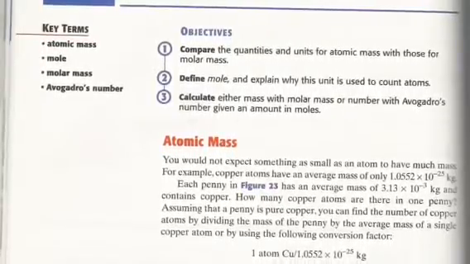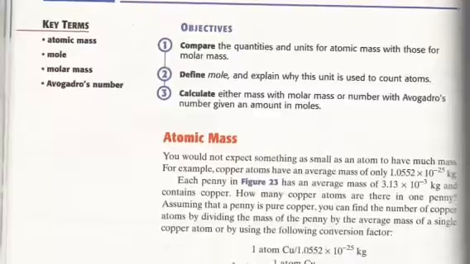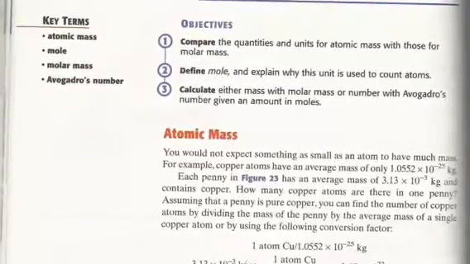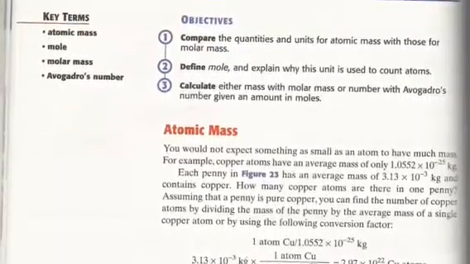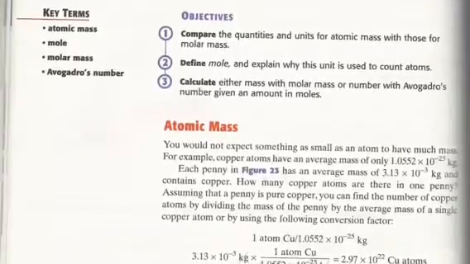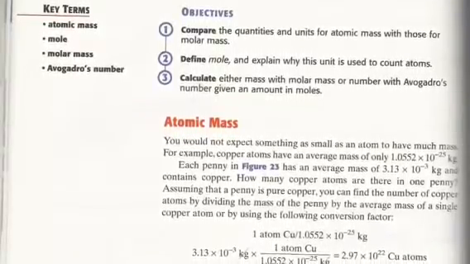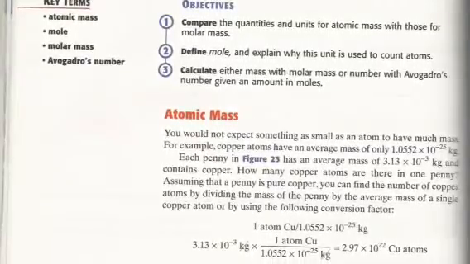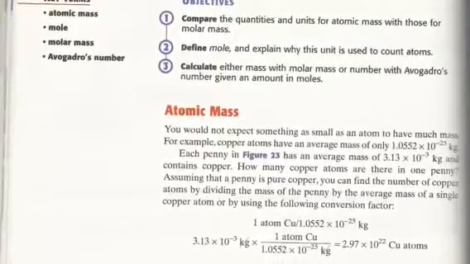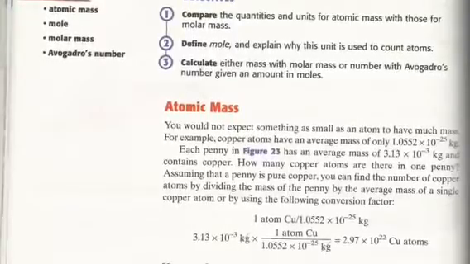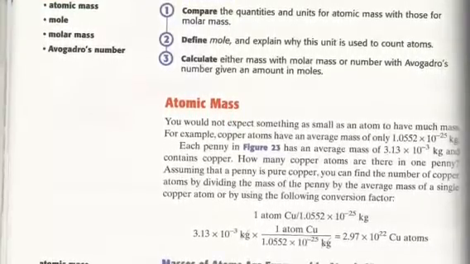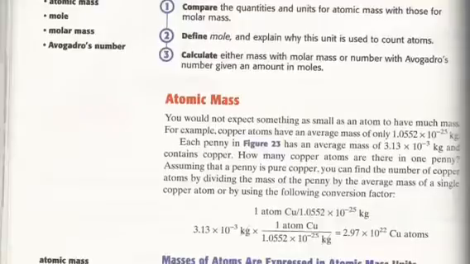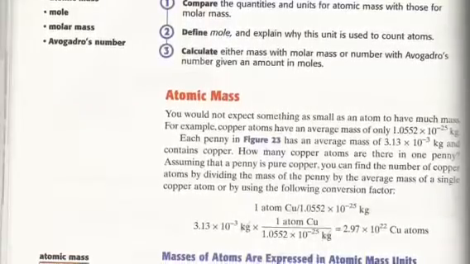Atomic mass. You would not expect something as small as an atom to have much mass. For example, copper atoms have an average mass of only 1.0552 times 10 to the negative 25th kilograms. Each penny in figure 23 has an average mass of 3.13 times 10 to the negative 3rd kilograms and contains copper. How many copper atoms are there in one penny?